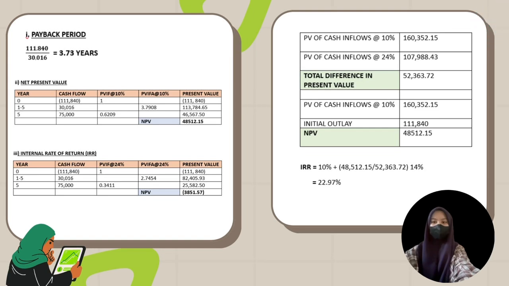The calculation for the IRR will be as follows. The NPV at 10% was 48,512.50. Between 10% and 24%, there is a difference in PV of 52,363.72. There's a 14% gap. Therefore, the result from the calculation is IRR equal to 22.97%.